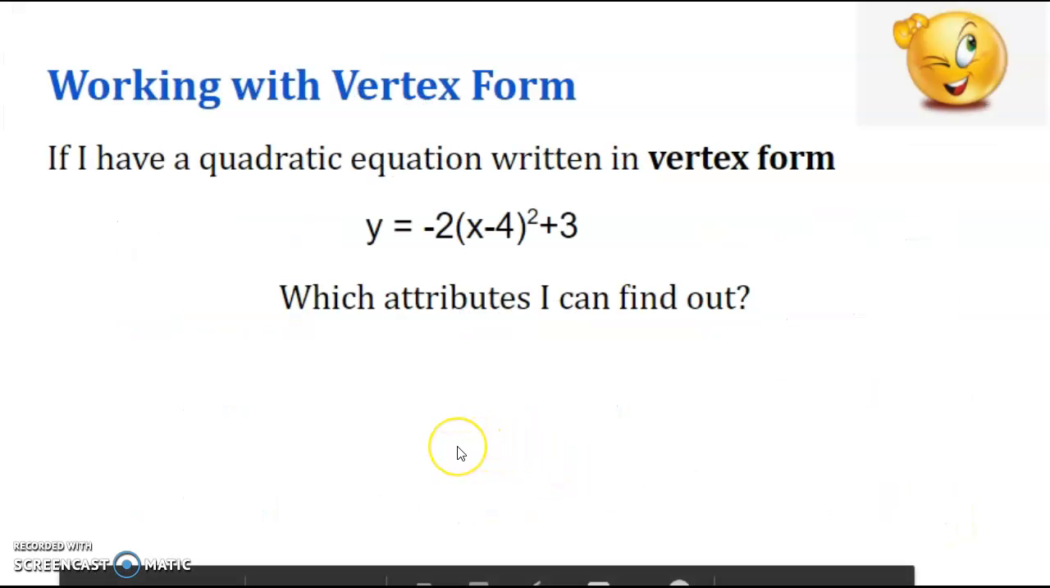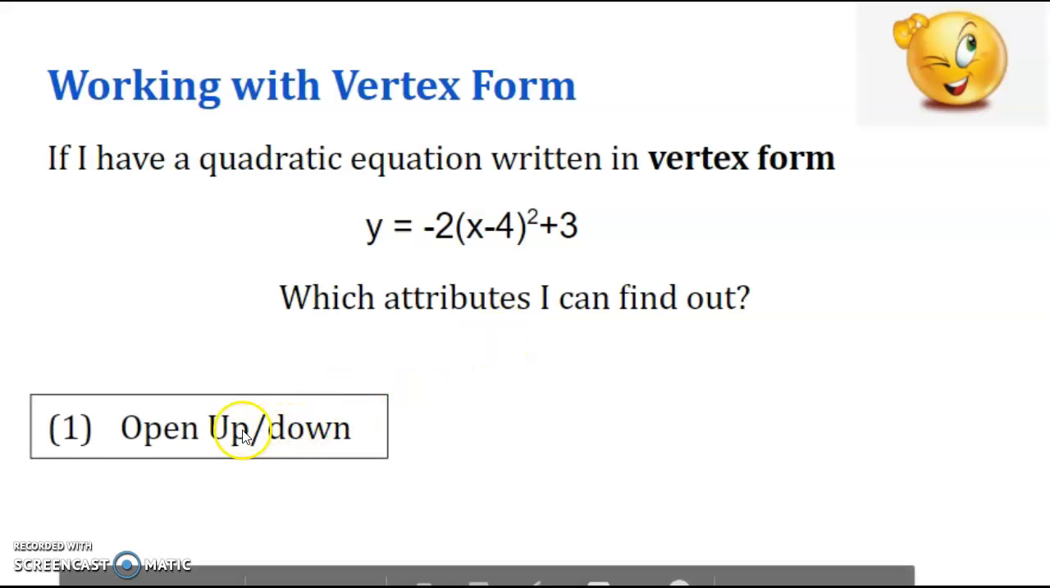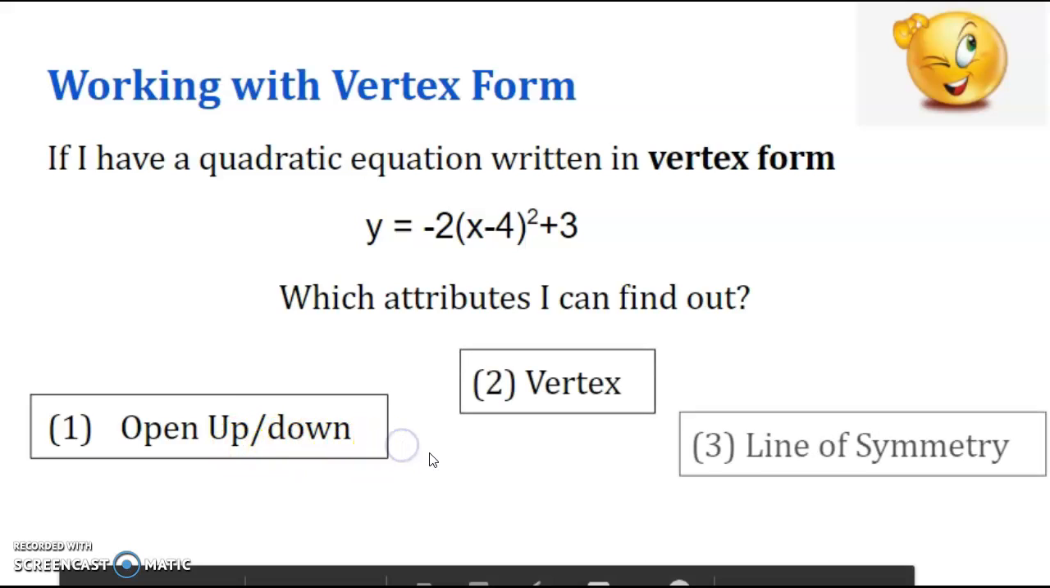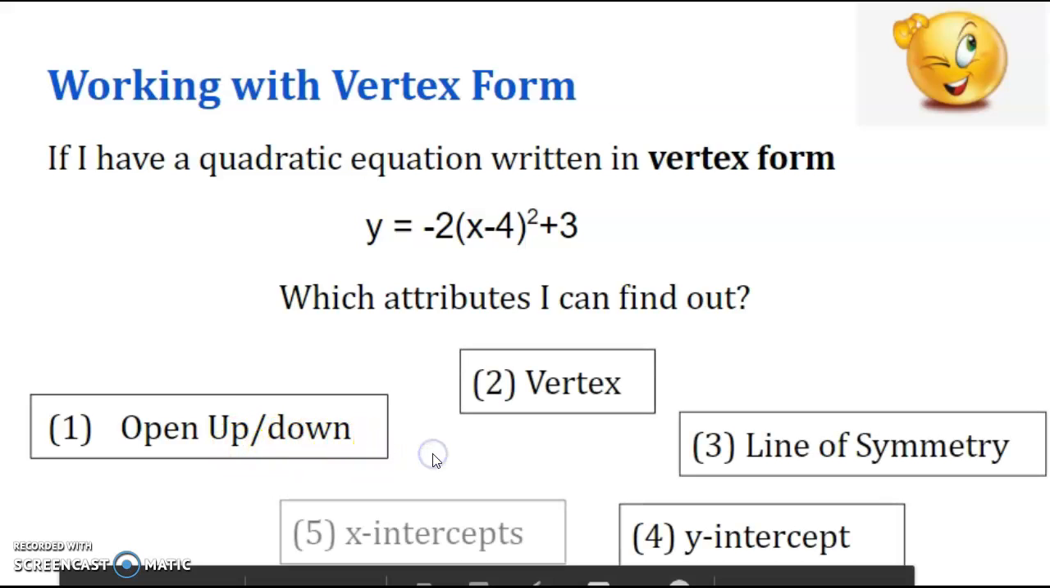Working with vertex form. So if you have a quadratic equation written in the vertex form, which attributes can I find out? Well, you can figure out whether it's opening up or down, the vertex, the line of symmetry, the y-intercept, and the x-intercepts, maybe.